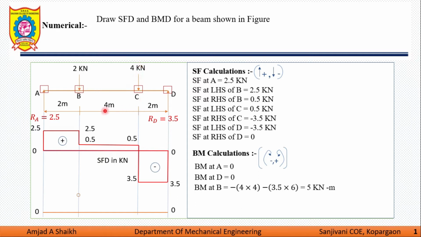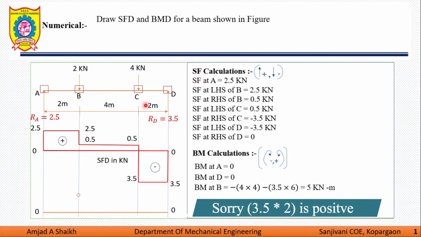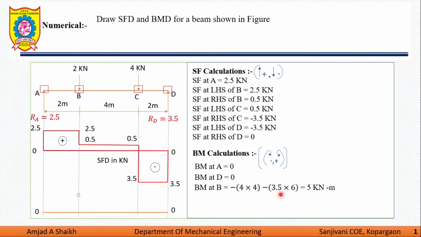Next, 4 into 4. Next, 3.5 into 6. So 4 into 4 is clockwise in nature, so minus 4 into 4. Next, 3.5 into 6. 3.5 is anti-clockwise in nature, so 3.5 into 6 is positive. If I do this addition, 5 kilonewton meter. So we can represent the value of bending moment at point B in the diagram. That is 5 kilonewton meter, and a line joining from 0 to 5.